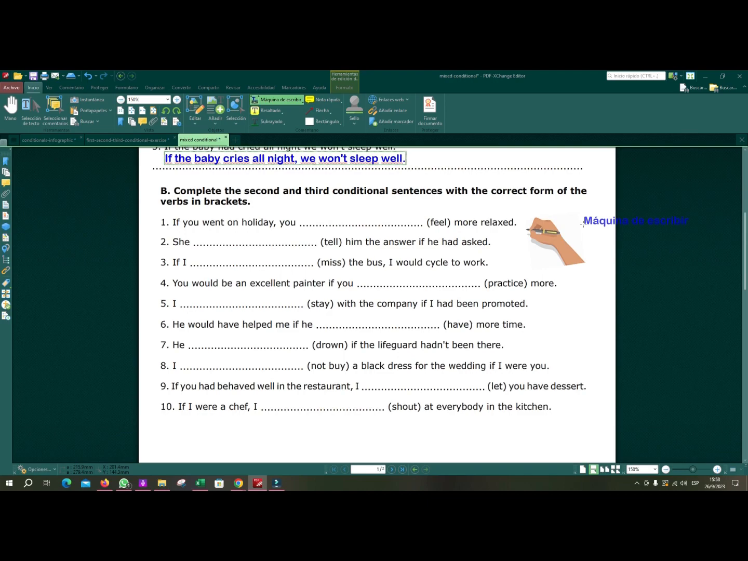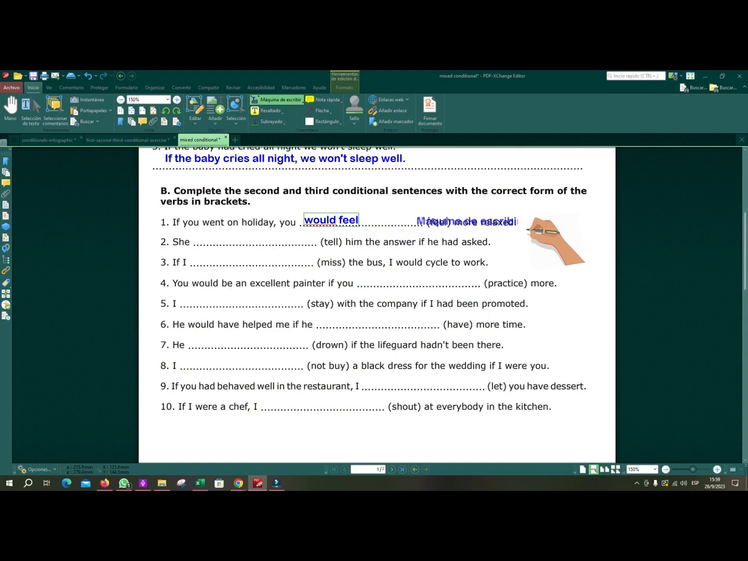So you're going to read them very carefully and you are going to know if they are second or third conditionals. And also you're going to use the verb between parentheses to complete the sentences. For example, number 1 says, if you went on holiday, that will be simple past, so you would feel more relaxed.